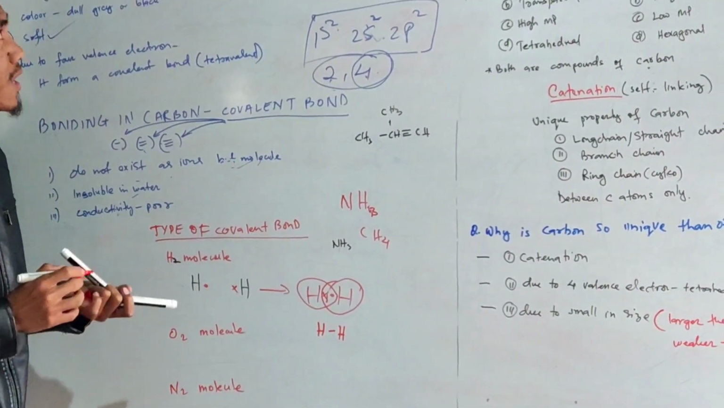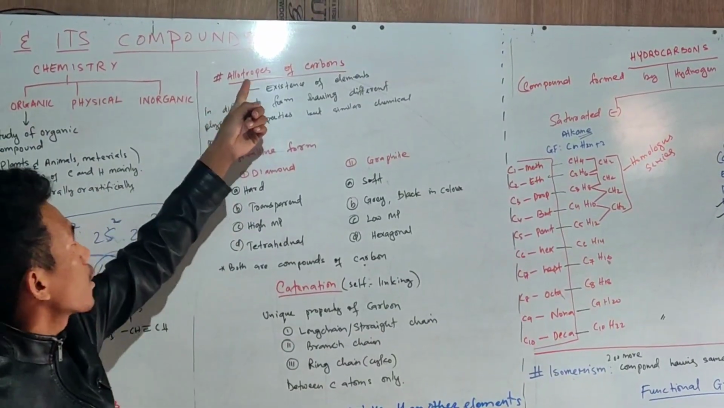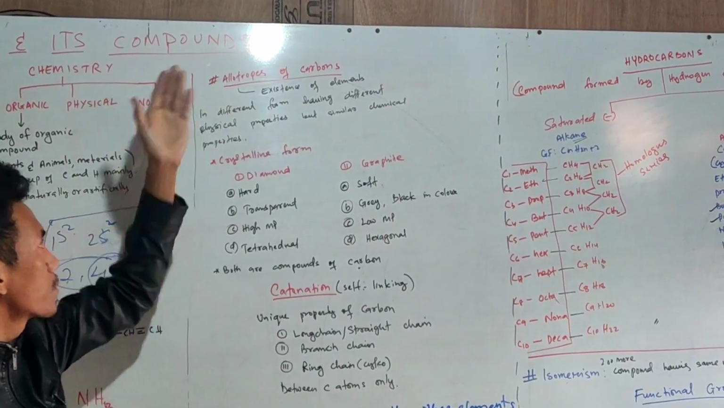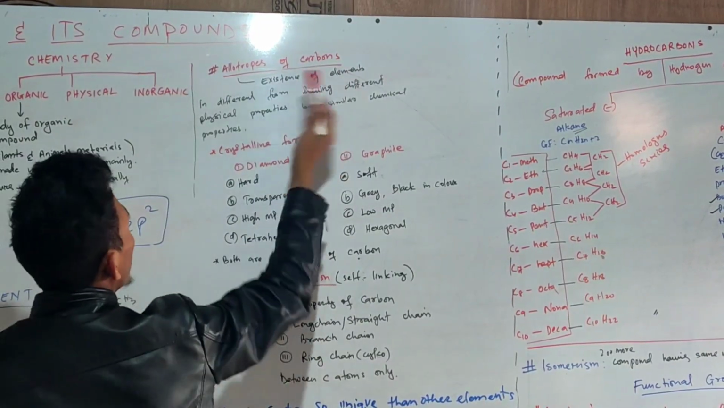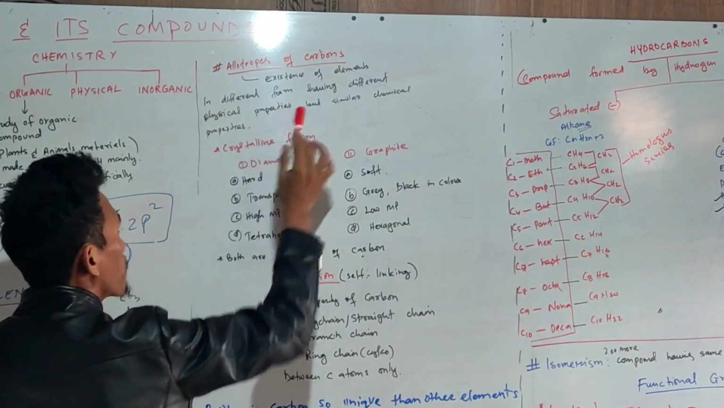Now, let's talk about allotropes of carbon. Next topic, that is allotropes of carbon. What is the meaning of allotropy? Allotropes means the existence of an element in different forms, having different physical properties but having similar chemical properties.